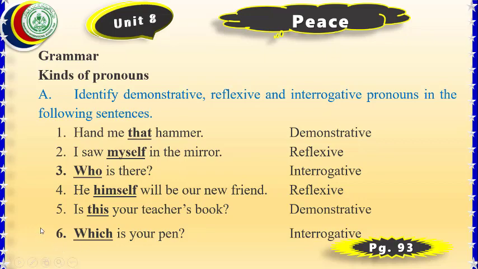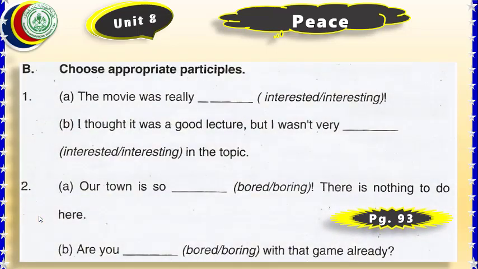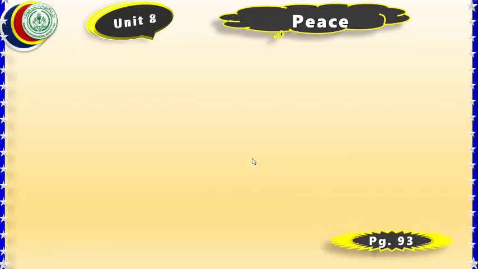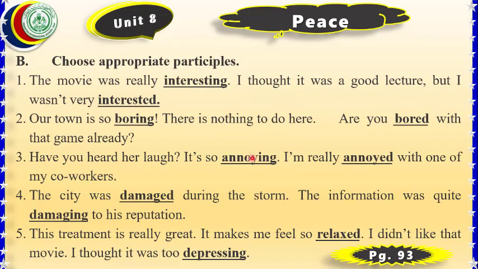I think you have got some idea of this. Let us move forward. Choose appropriate participles. For example, here the movie was really interested or interesting. This is past participle. This is present participle. The movie was really interesting. It was a good lecture, but I wasn't very interested. It will be done like this. Here it will be interesting. Our town is so boring.